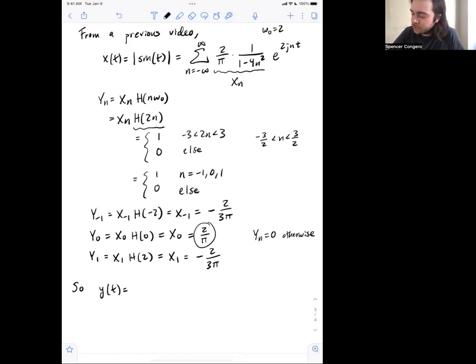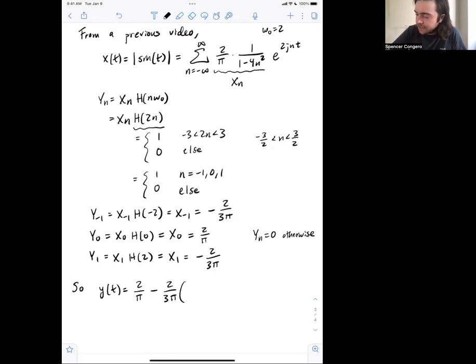Okay, what does that mean? Well, that means I have 2 over pi times e to the j 2nt, okay? But n here is just 0, right? So I'm just going to get 2 over pi times e to the 2j times 0 times t. E to the 0 is just 1, right? So I'll just get rid of that. And then minus 2 over 3 pi, okay, for both of these, okay, times what?